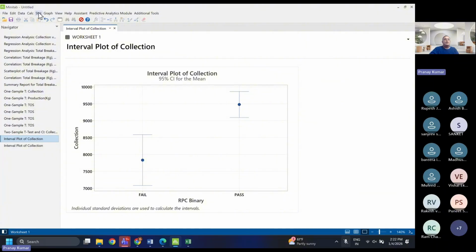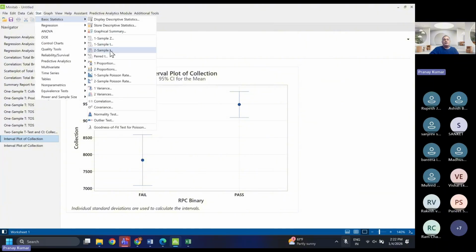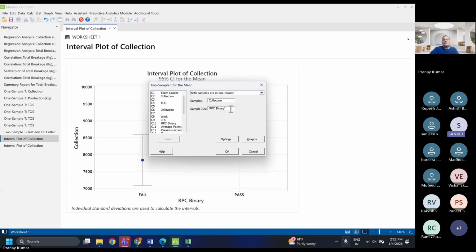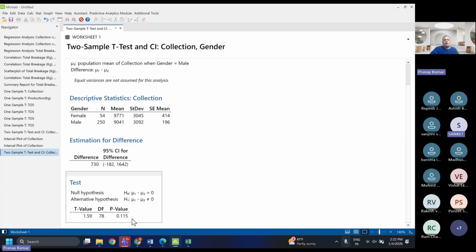Let's do it for another one. Stats, basic stats, two sample T. I want to do this one. Gender. Male versus female. What is it saying? P value is 0.1, greater than 0.05, which means that men and women are not doing differently. Mean of collection of men versus mean of collection of women are same. With me, everyone? So null will be true. Yes, sir.